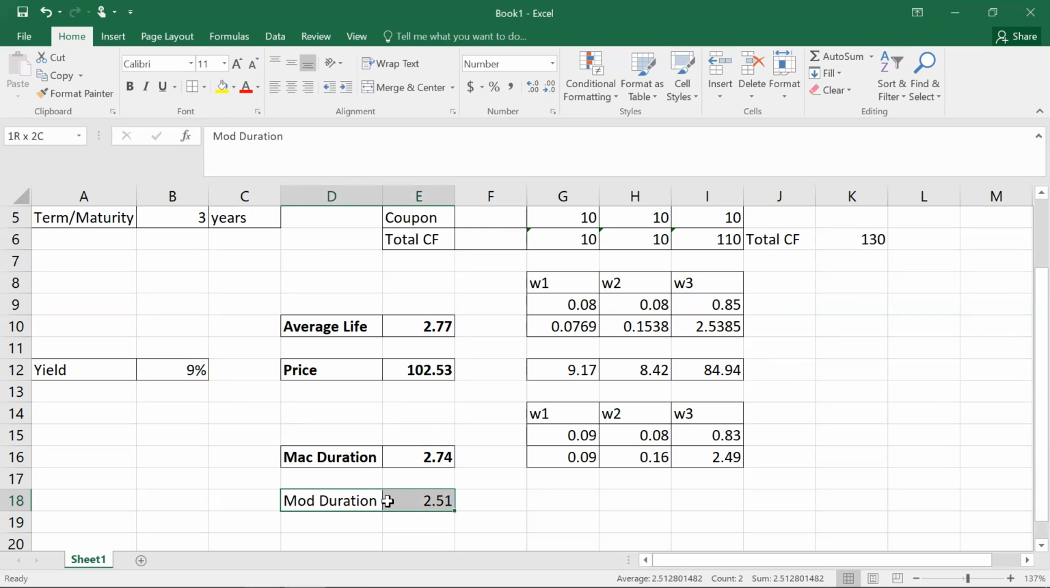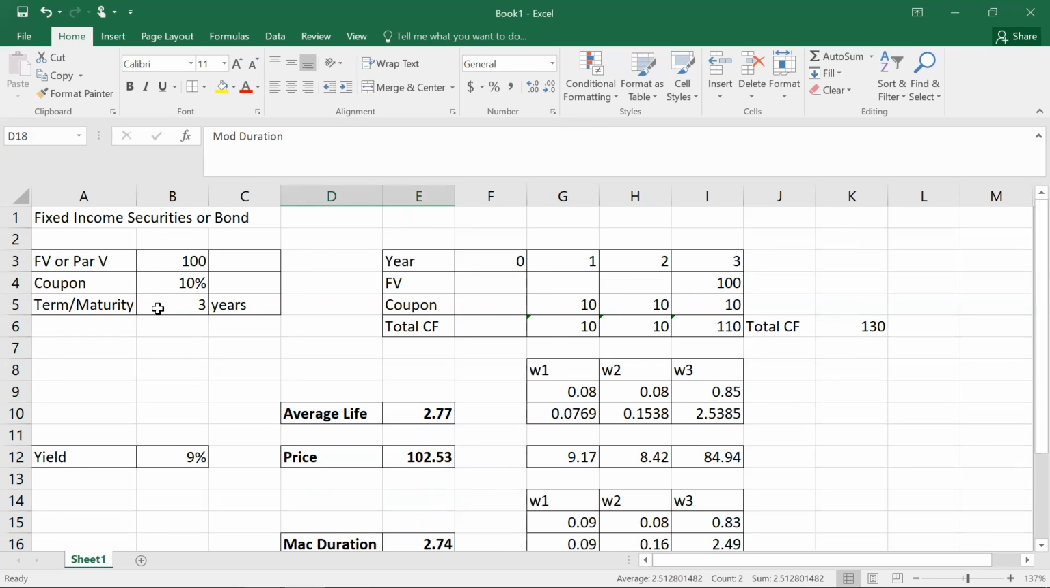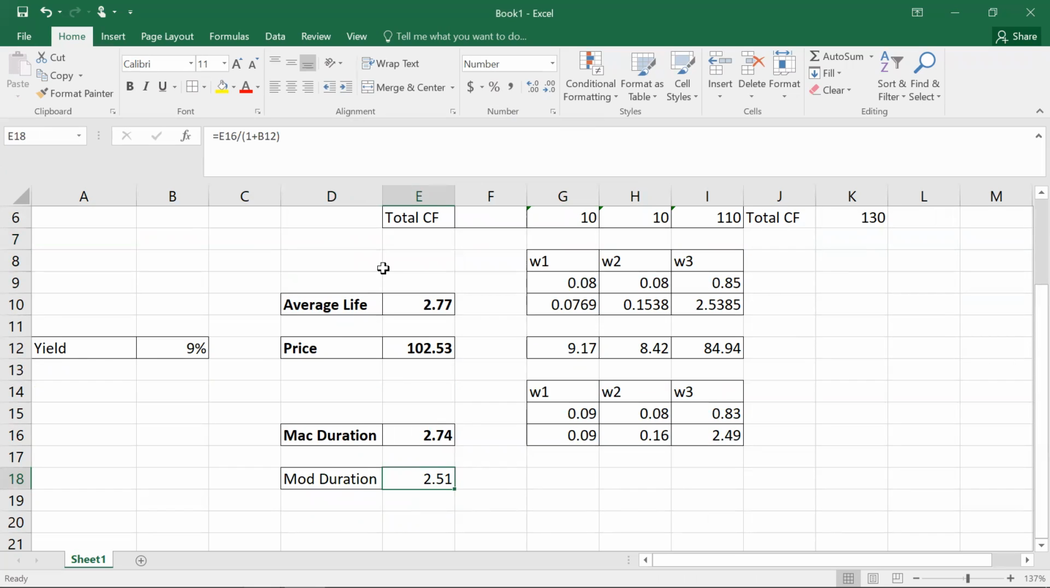The only thing you need to remember is that this bond we talked about, paying 10%, is an annual bond, so it pays once in the year. Had this bond been a semi-annual bond, we would have had to divide this YTM by 2. So the duration would have been 2.62, but I will revert back to the present case, that is 2.51.